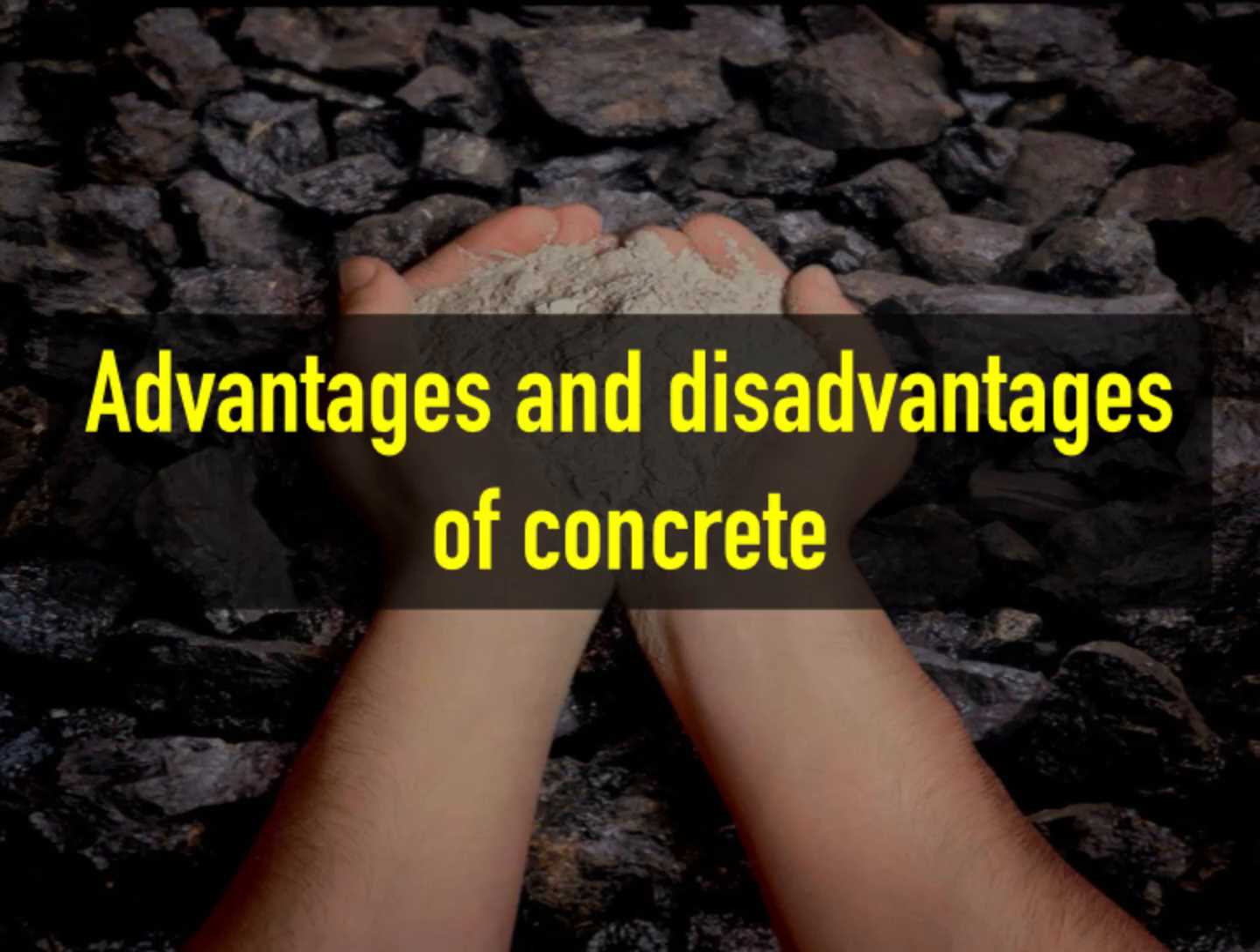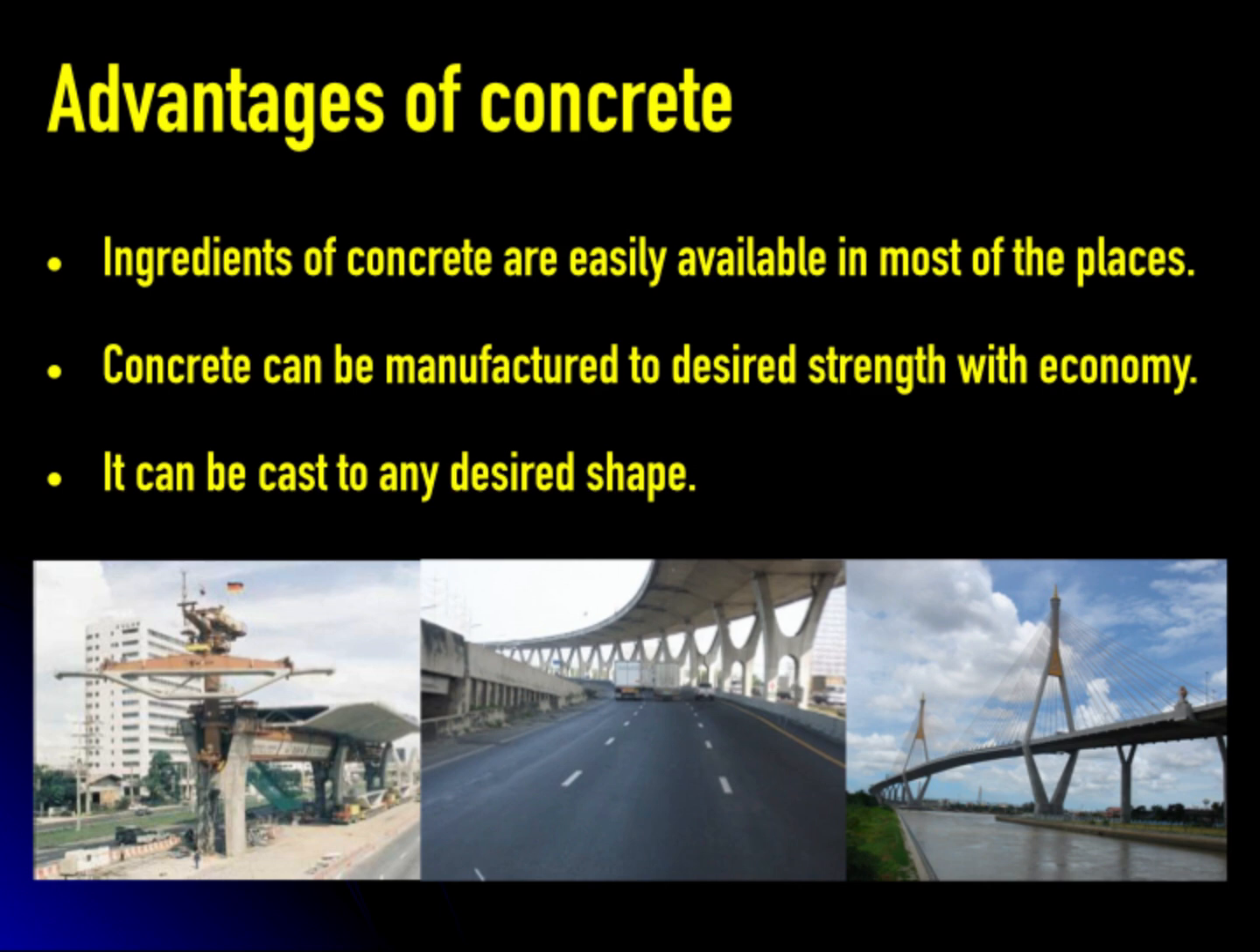Next, let's now discuss the advantages and disadvantages of concrete. The first advantage is that the raw materials used to produce cement and aggregates are widely available in most regions, especially in Thailand. Additionally, the cost of raw materials for producing concrete is relatively low when compared to other construction materials like wood and steel.